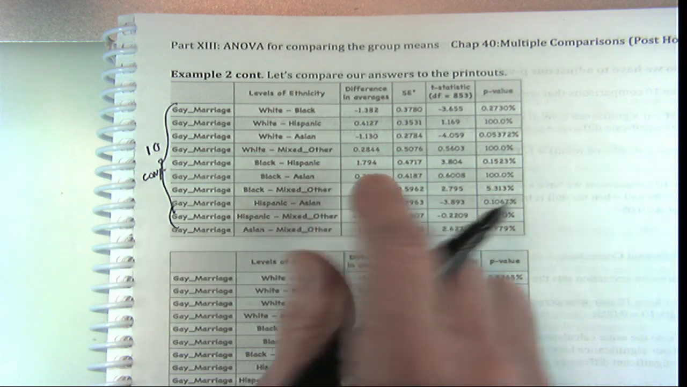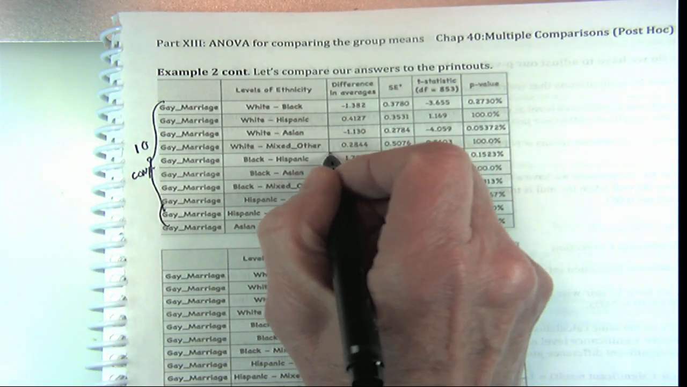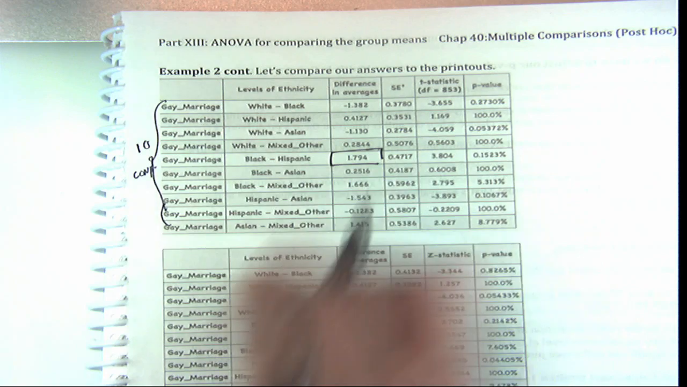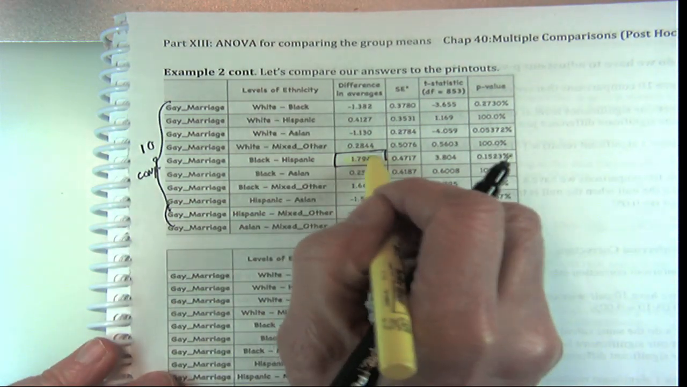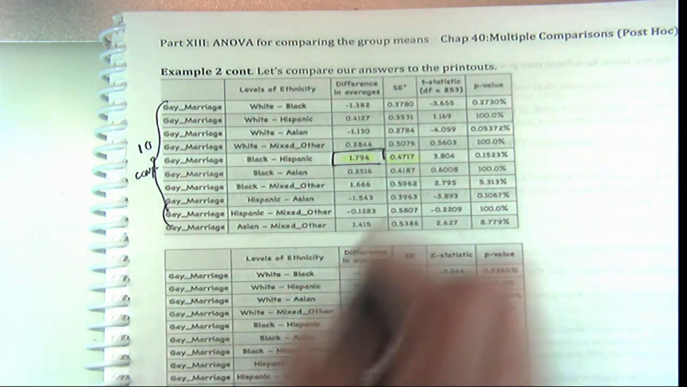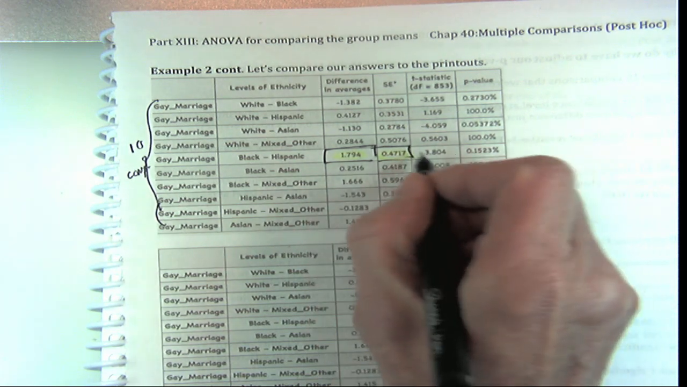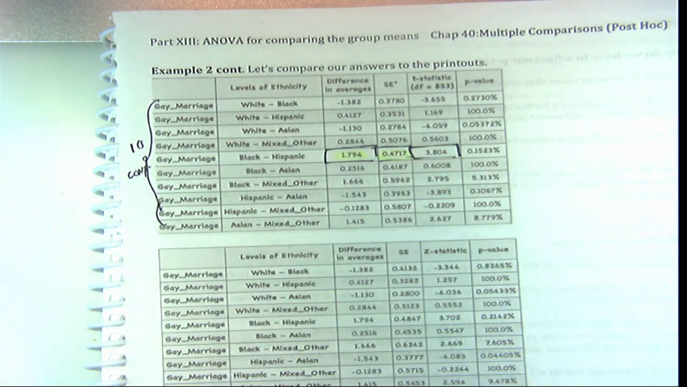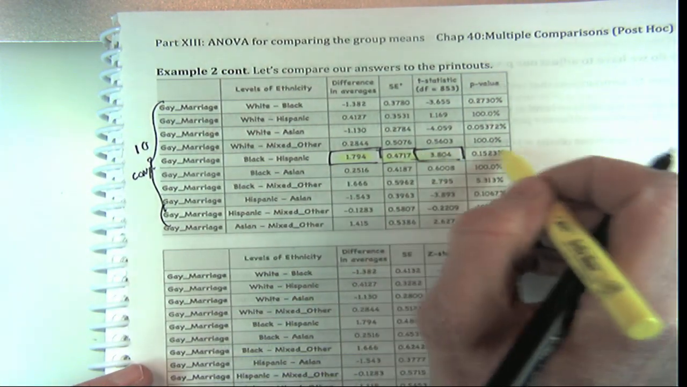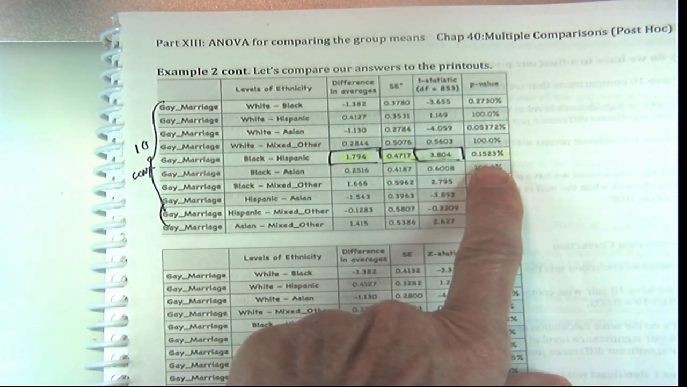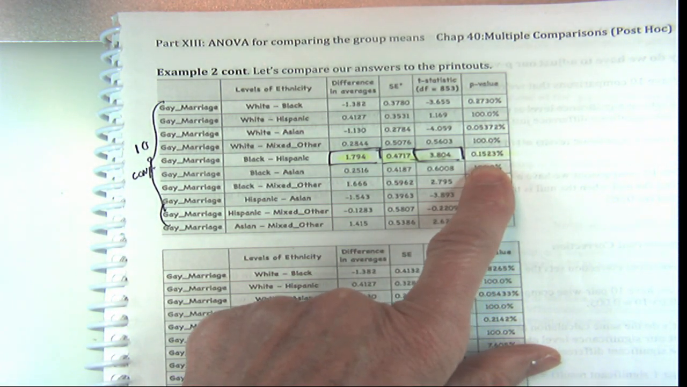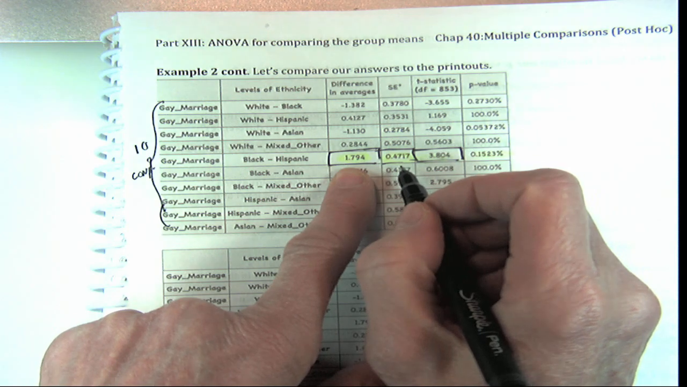Didn't we get that right here? This is the difference in averages. That was our numerator. This was our standard error. We just computed that, divided the two, and got this. But why is our p-value 10 times bigger here? This is just what we got, remember? Right here.